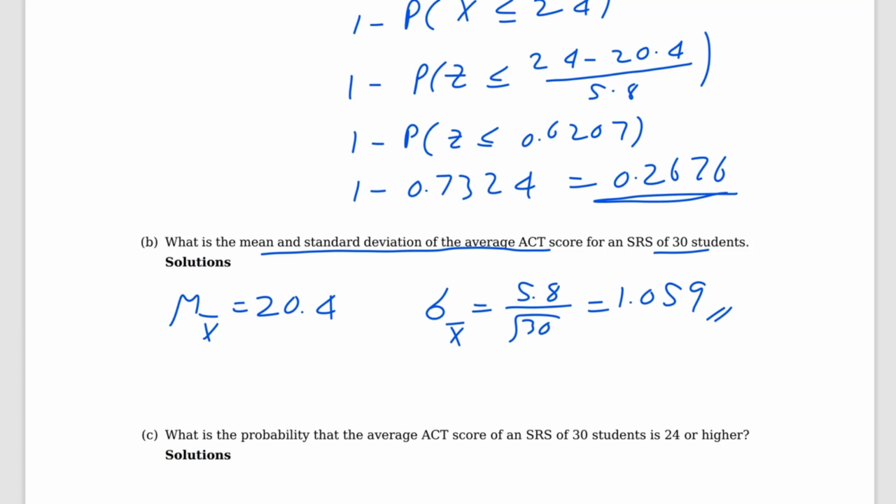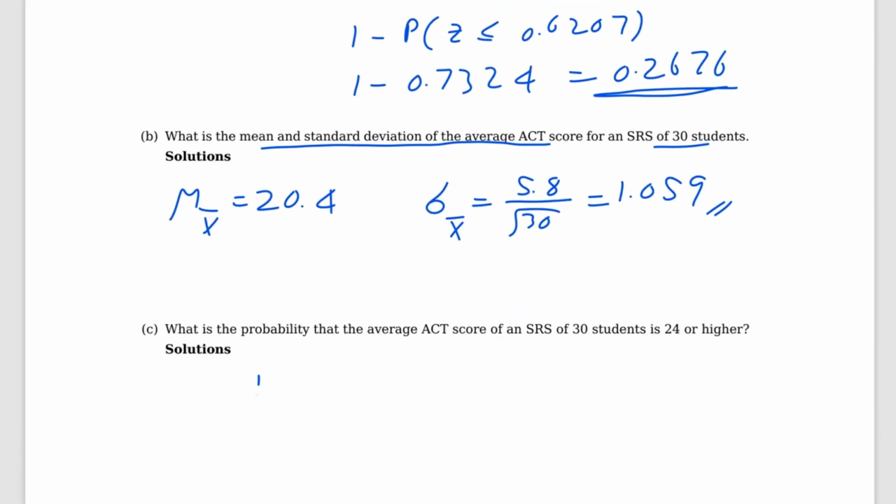So then actually the next one I am not going to do, but what you have to do is find x bar less than or equal to 24. This answer should be 0.003. 0.003, okay?